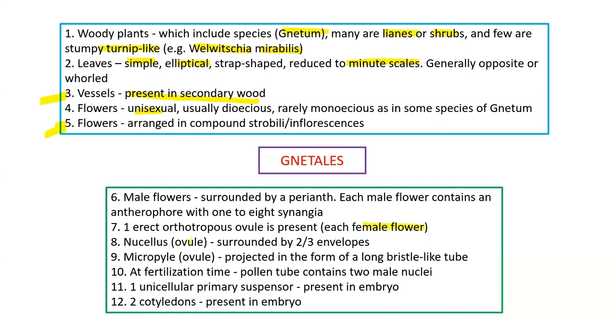Now, one erect orthotropous ovule is present in each female flower. The nucellus in the ovule is surrounded by 2 to 3 envelopes, whereas the micropyle of the ovule is projected in the form of a long bristle-like tube. At the time of fertilization, the pollen tube contains only two male nuclei, whereas one unicellular primary suspensor cell is present inside the embryo. There are two cotyledons present in the embryo. So these are the key characteristics of the order Gnetales. Just go through them. You should know the differences between the main characteristics of Cycas, Pinus, Ephedra and Gnetum.